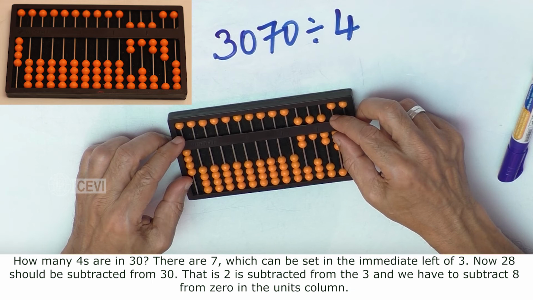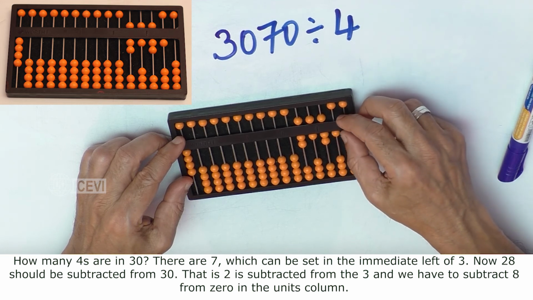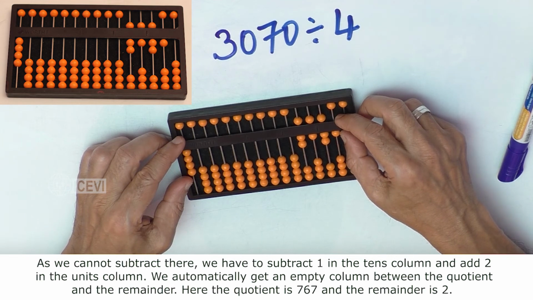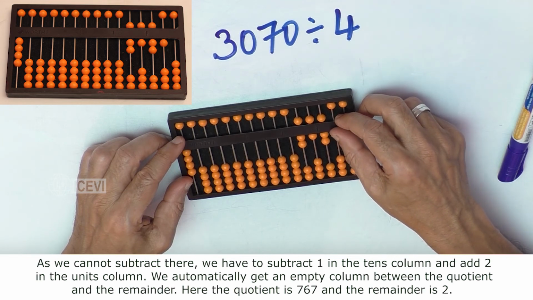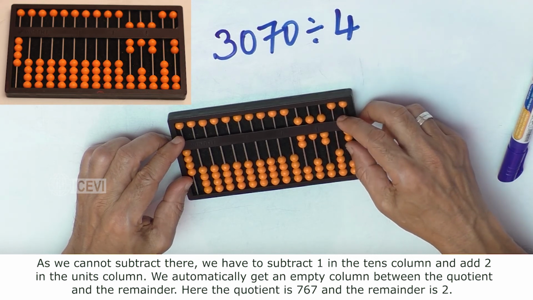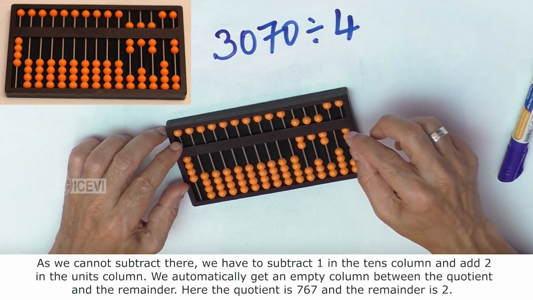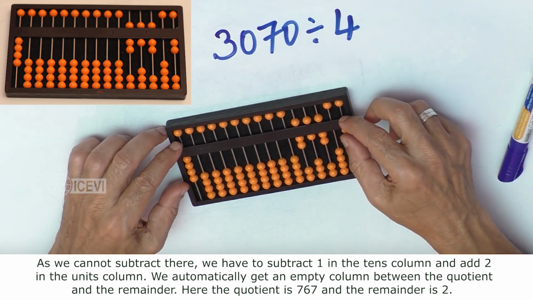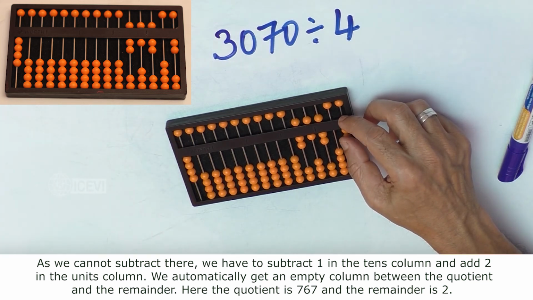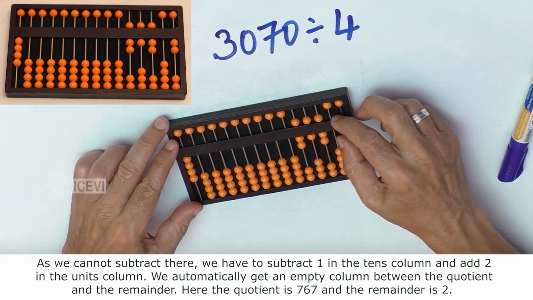That should be subtracted from 30. That is 2 is subtracted from 3 in the tens column, and we have to subtract 8 from 0 in the units column. As we cannot subtract there, we have to subtract 1 in the tens column and add 2 in the units column. We automatically get an empty column between the quotient and the remainder. So here the quotient is 767 and the remainder is 2.